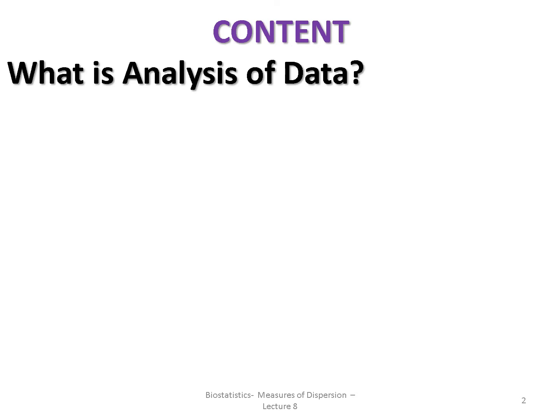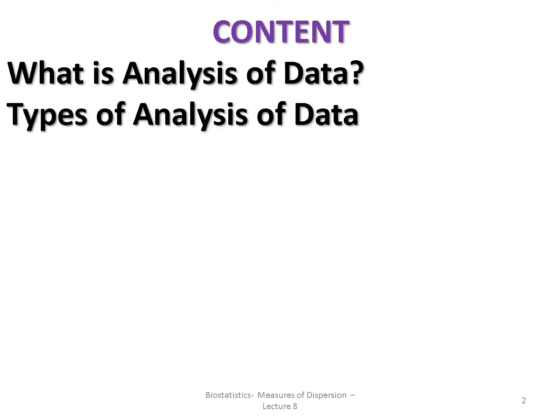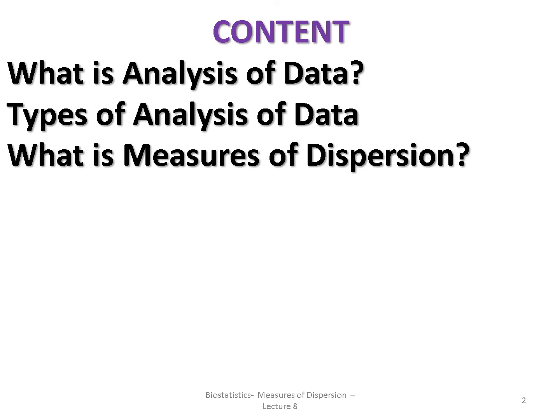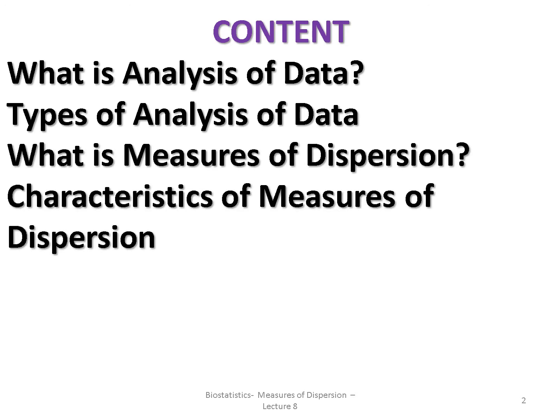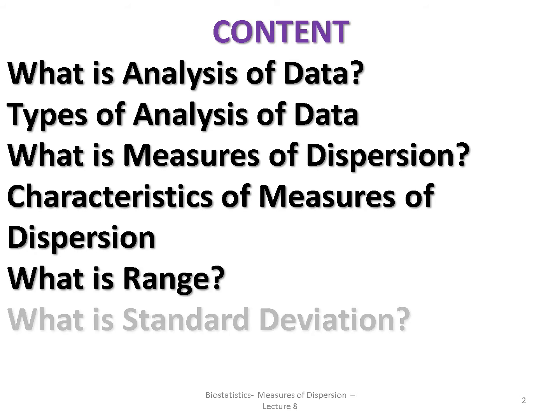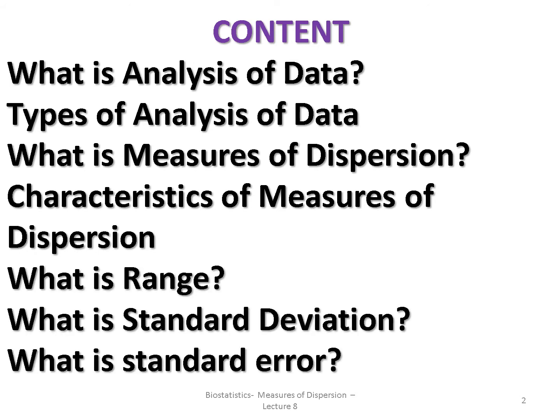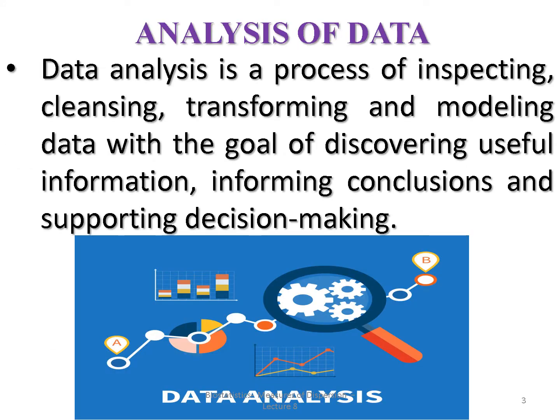So first here you should know what is analysis of data, what are the types of analysis of data, and what is measures of dispersion, and what are the characteristics of measures of dispersion, what is range, what is standard deviation, and what is standard error. And now let us see the analysis of data, which we have seen already. It is a process of inspecting, cleansing, transforming and modeling the data with the goal of discovering useful information, and also to inform the conclusion and also to support decision making.